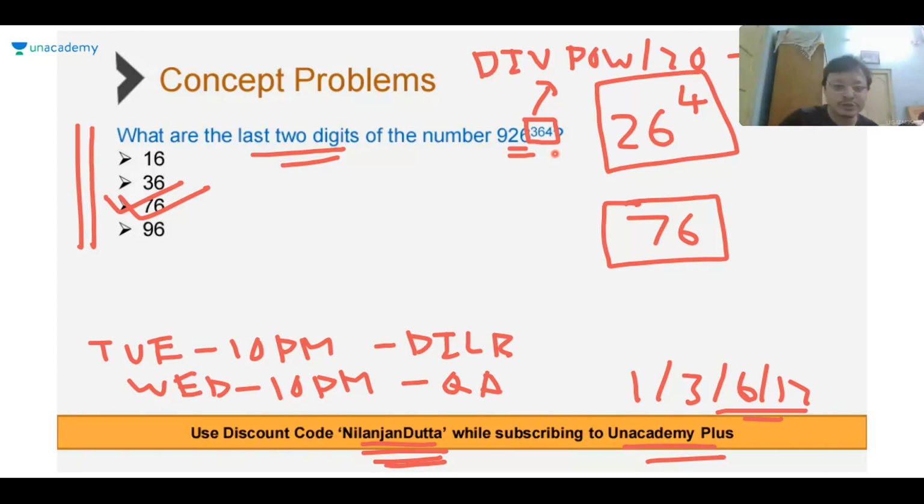So all you do is 26 to the power of 4, and that is equal to 76, which means the answer is 76. So basically, for any question, any power, you can find it out using this approach. The question becomes that much simpler.